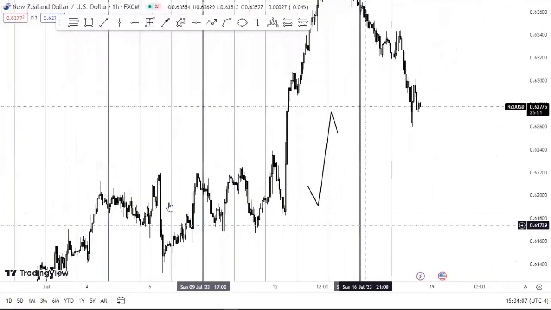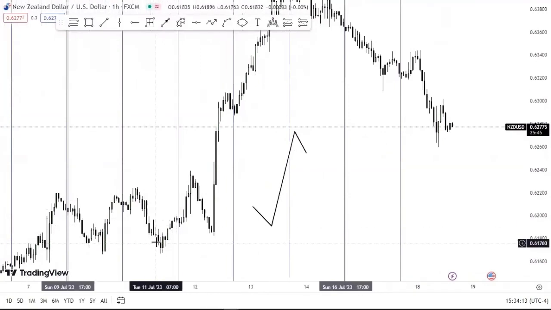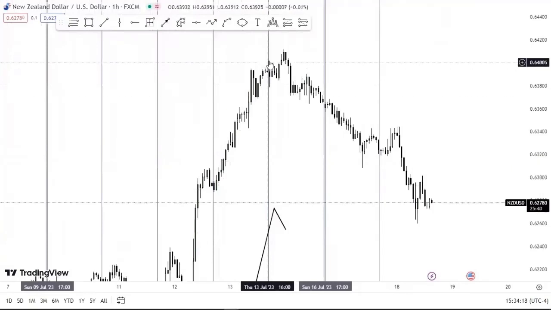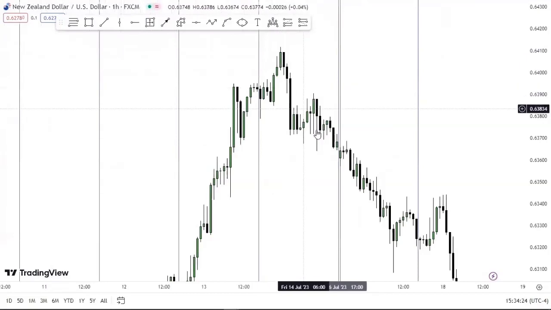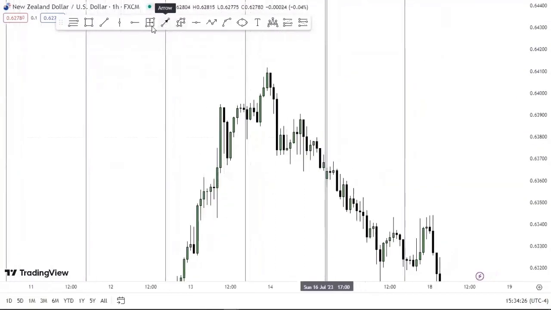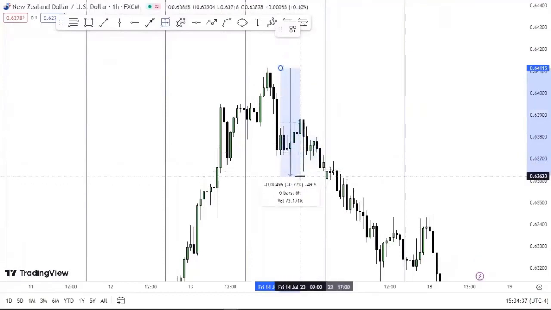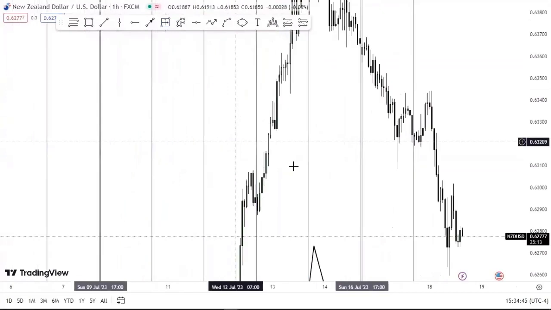Look at what happens on Wednesday. Bullish movement. Wednesday, bullishness. Thursday, bullishness. Friday, the end of the week, what happens? On Friday, it sold from this high to that low. This high. That low. You understand?